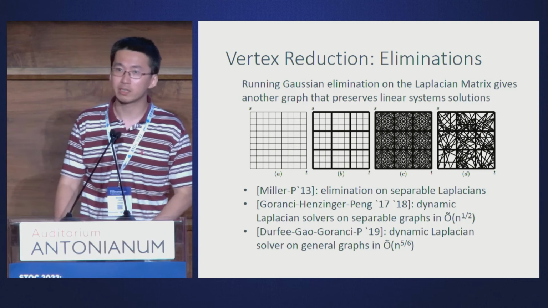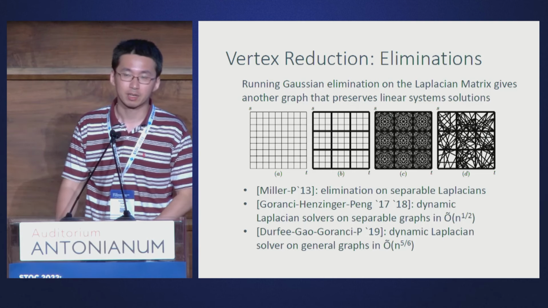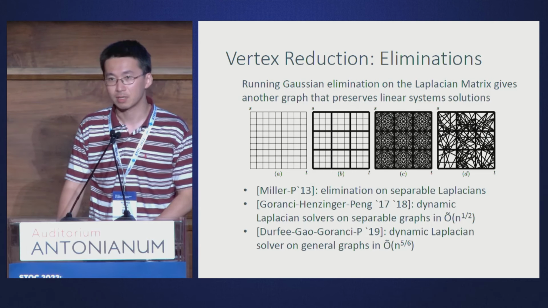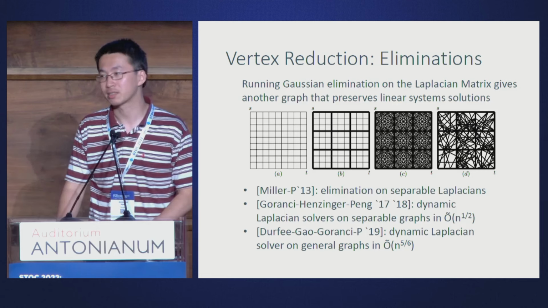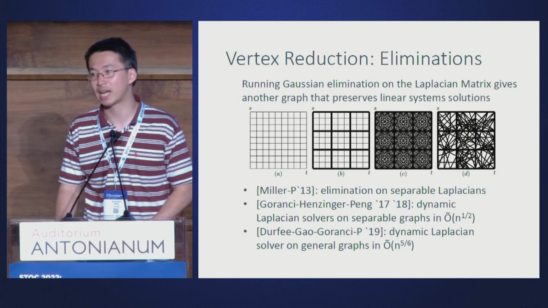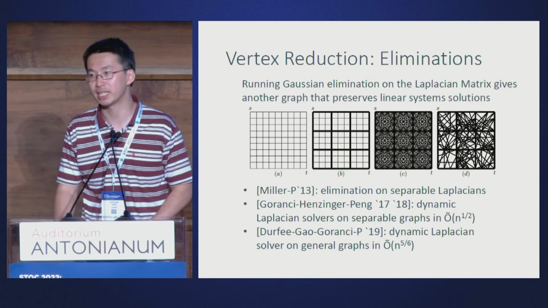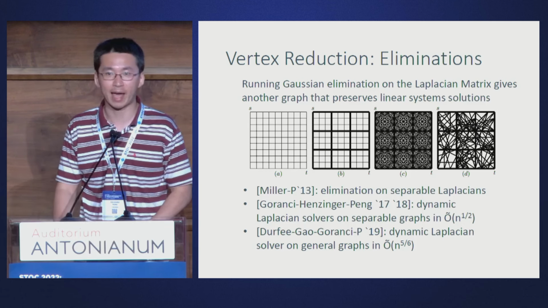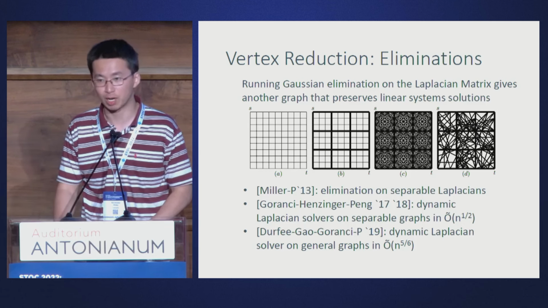So sparsification is getting rid of edges. We also need to get rid of vertices. How do we get rid of vertices? For linear systems, there's a very natural solution, which is you just eliminate. Just do Gaussian elimination. You can show that Gaussian elimination exactly preserves the operator structure.